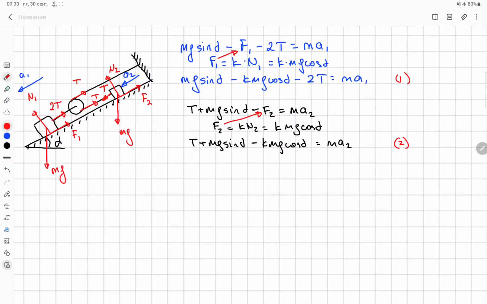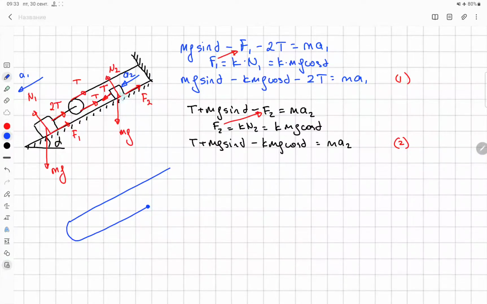In order to find the relationship between A1 and A2, we need to draw two figures, at the beginning of the motion and after some time. So let's start. This is at the beginning.